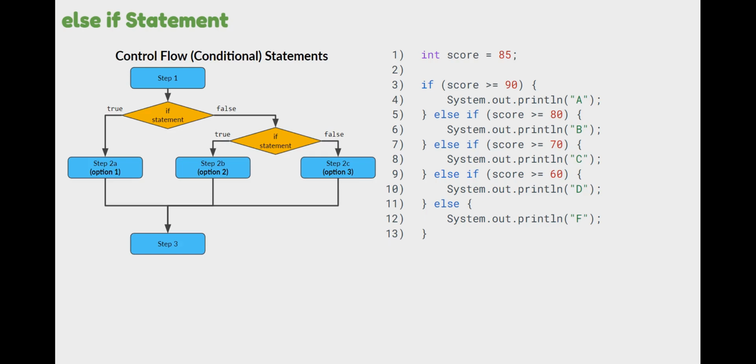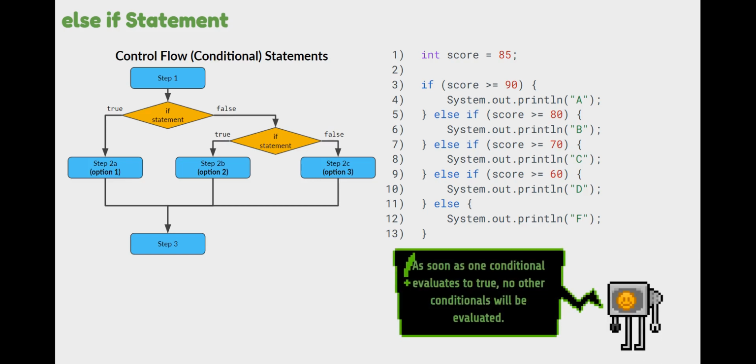Is your score greater than or equal to 70? If so, report the C. If not, we ask the next question. Is your score greater than or equal to 60? If so, we report the D. If not, then we just report that you have an F. 5 different possible outcomes, 4 questions, and an else.